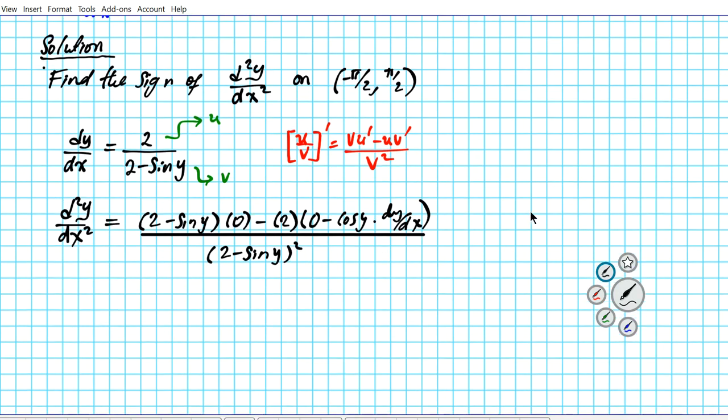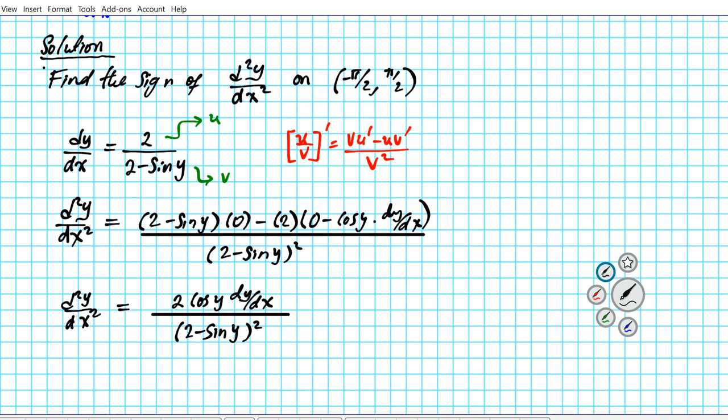Alrighty, so let's simplify this completely. d squared y over dx squared is going to be, so this is times 0, so this is all gone, and then we just multiply 2 by this over here, so it becomes positive 2 cosine y dy dx, divided by the denominator squared, which is 2 minus sine y, squared.